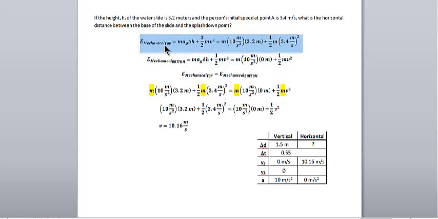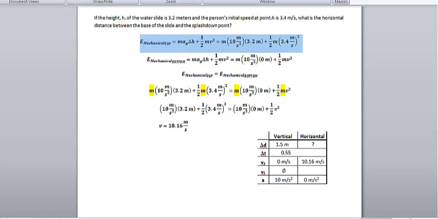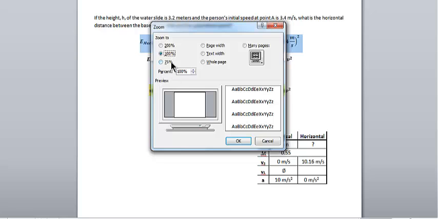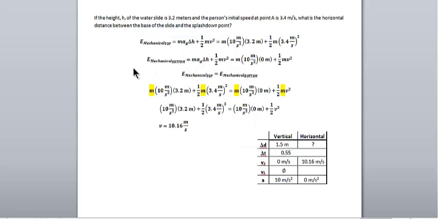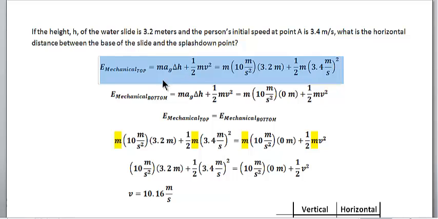This is the mechanical energy at the top. That should be a little easier for you to read. The mechanical energy at the top is going to be the potential energy plus the kinetic energy. And oftentimes at the top of whatever we're doing, there's no velocity, so no kinetic energy. This one, there is some kinetic energy. So we have mass times 10 meters per second squared times the height, 3.2. That's the height of the slide.